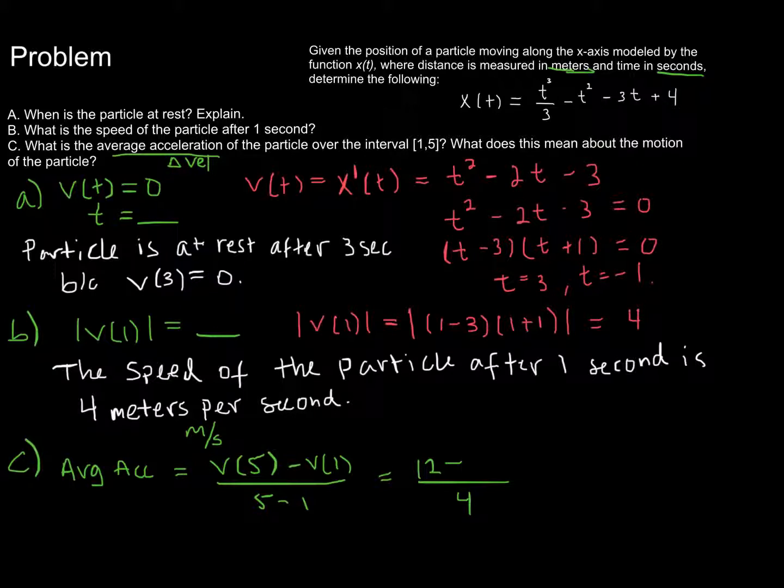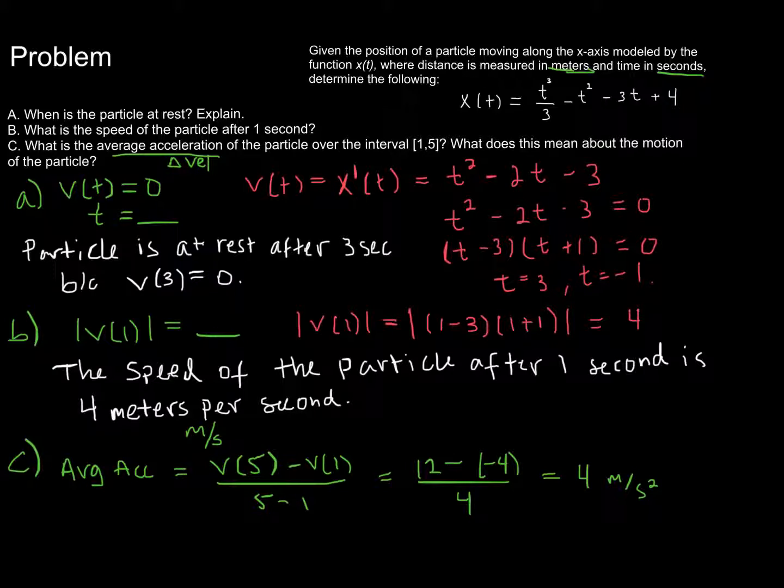Minus the velocity at 1. Now I've actually already found this. Remember, this was negative 2 times 2, which is negative 4. I don't want the absolute value, though, because I'm not looking at speed. So 12 minus negative 4. And this will give me 16 over 4, which is 4. Now, I need the correct units here. Remember, velocity is measured in meters per second. Acceleration is measured in meters per second squared. So it would be 4 meters per second squared.